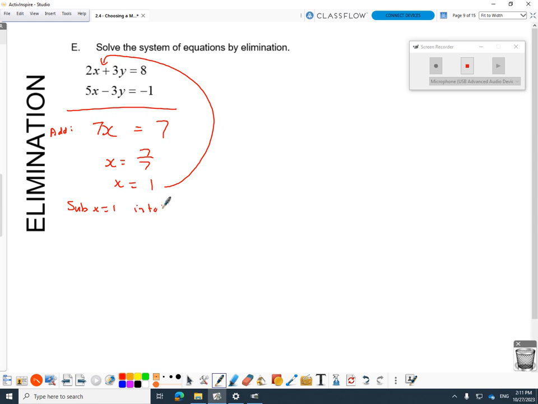So this is a little bit of work. What's 2 times 1? 2. What's the opposite of adding 2?